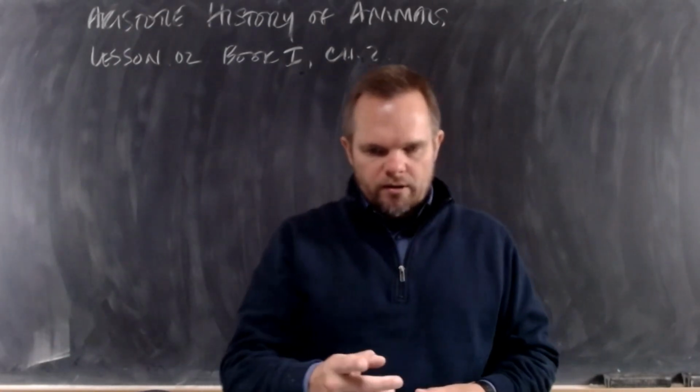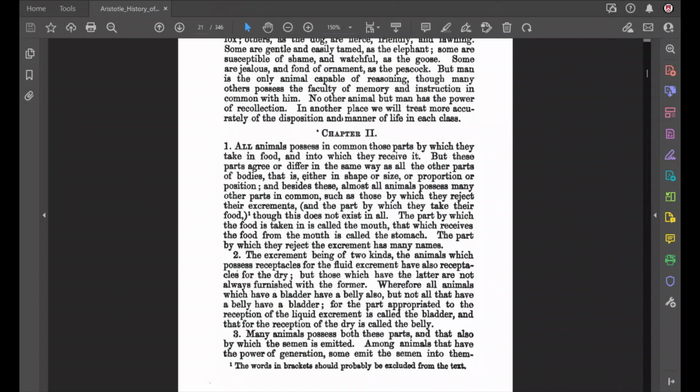So we're going to go ahead and read chapter 2. We'll just read through it together, and we'll discuss any points that either need some clarification or just provoke some interest. So let's read chapter 2 of book 1 of Aristotle's History of Animals. Paragraph 1. All animals possess in common those parts by which they take in food, and into which they receive the food.